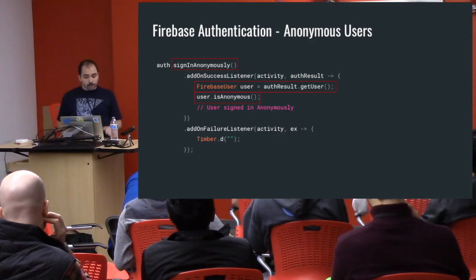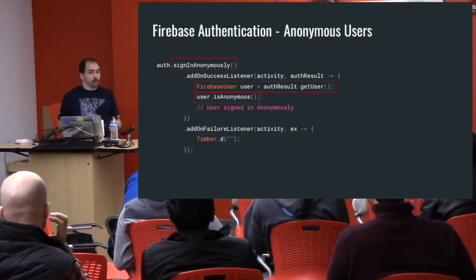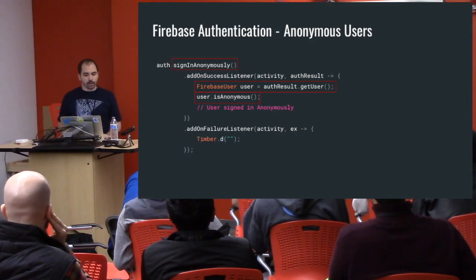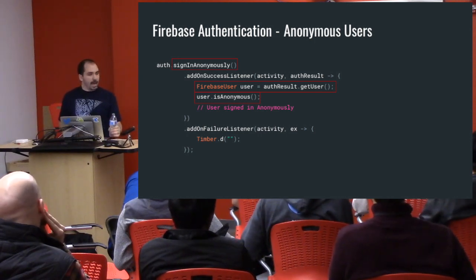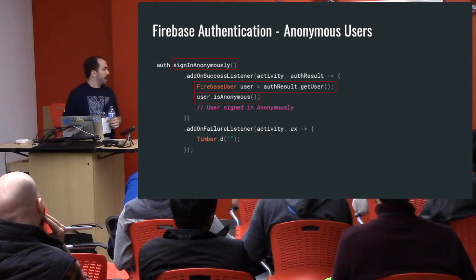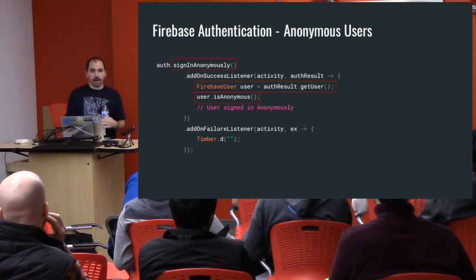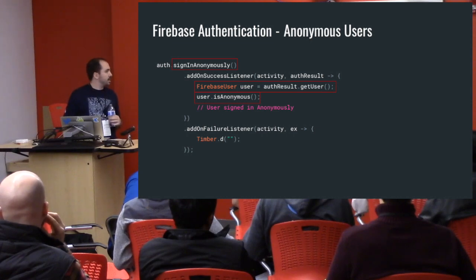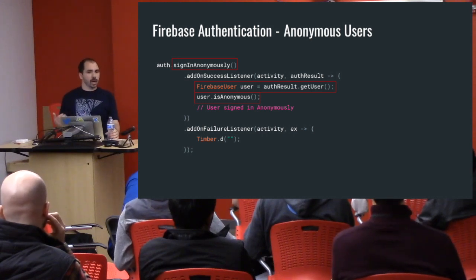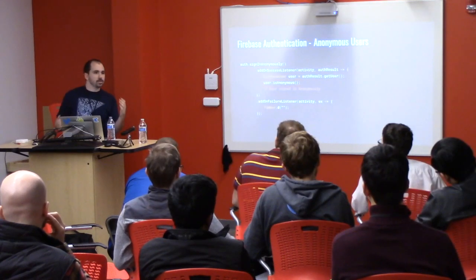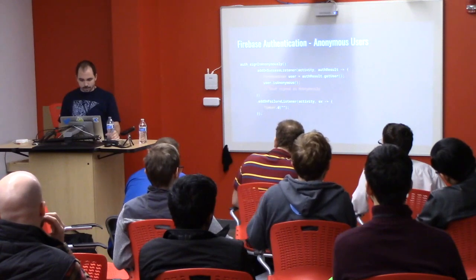Now for anonymous users, it's also incredibly simple. All you have to do is call the sign in anonymously method on the Firebase auth object, and it will return in the same blocks of code as you had earlier. You can reuse the same code. In this case, the Firebase user also has an is anonymous method on it, so that you can determine if the user is anonymous or not, so you can show or hide certain features.